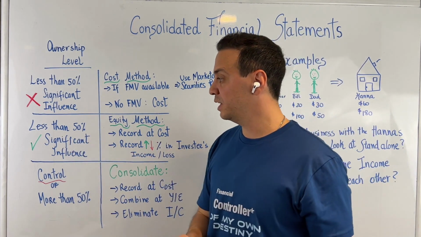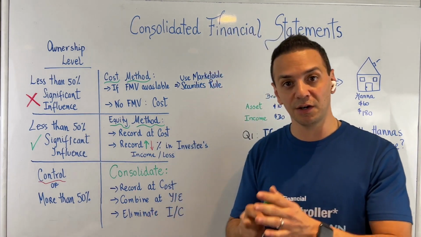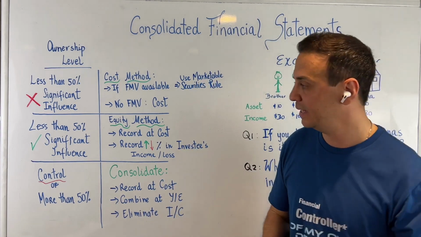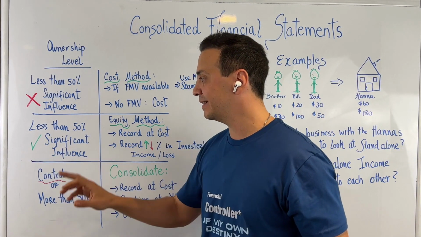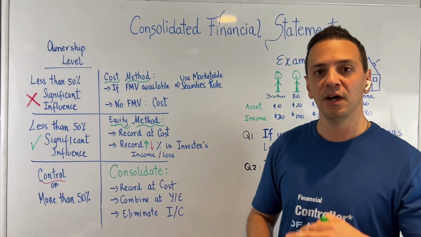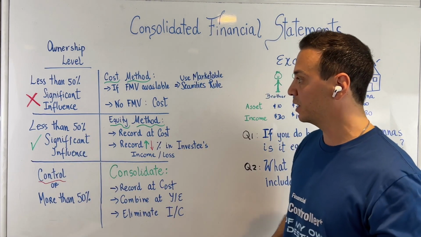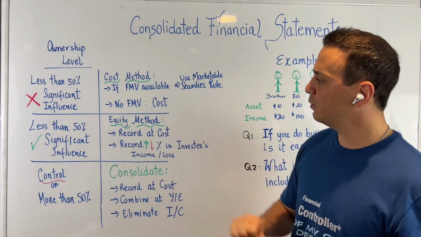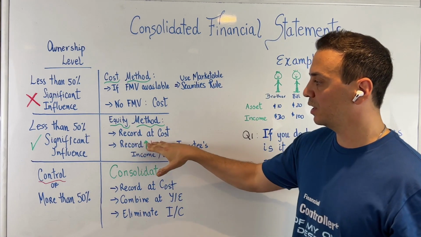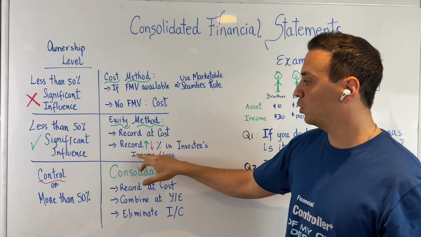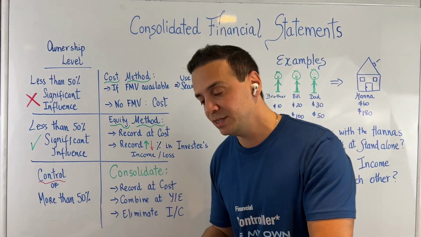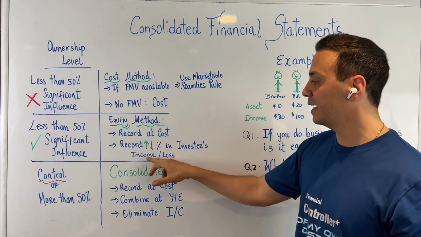So if you do have significant influence, and you can look that up online, there are criteria dictated by US GAAP for what significant influence means. But basically, if you decide that there is a significant influence in the operations of the investment company, then you'll be using the equity method. In the equity method, you'll be recording the investment at cost, but then you'll be recording the increase or decrease in that investment on the balance sheet based on the investee's income or loss, right?